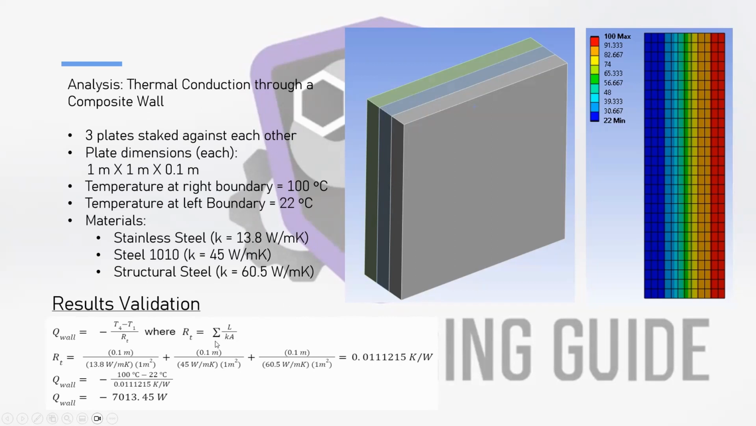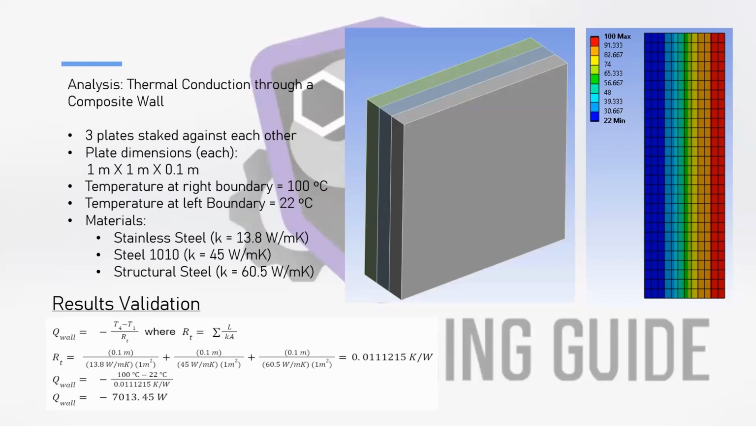Now we can calculate the total thermal resistance as follows. And dividing our difference in temperature by the total thermal resistance, we should see that we get a total heat flux through the wall of 713.45 watts.